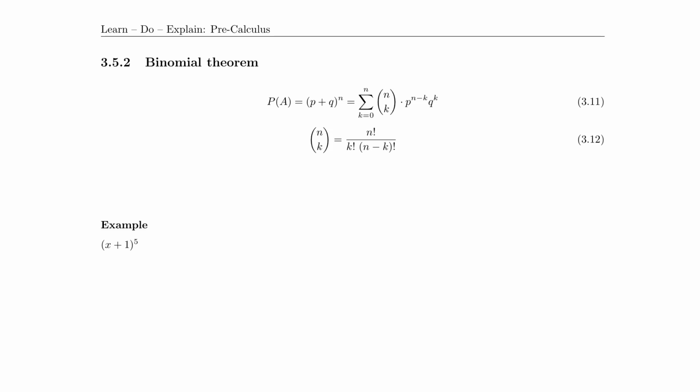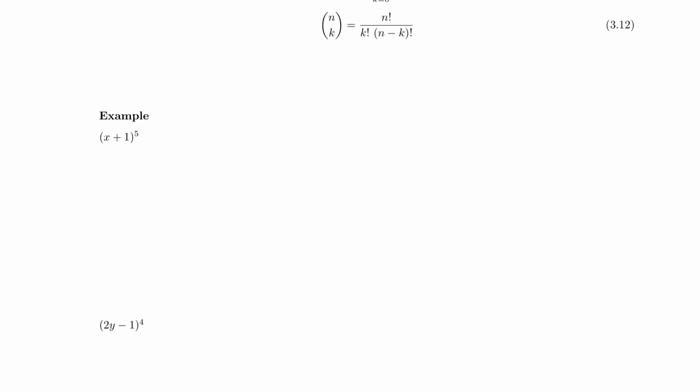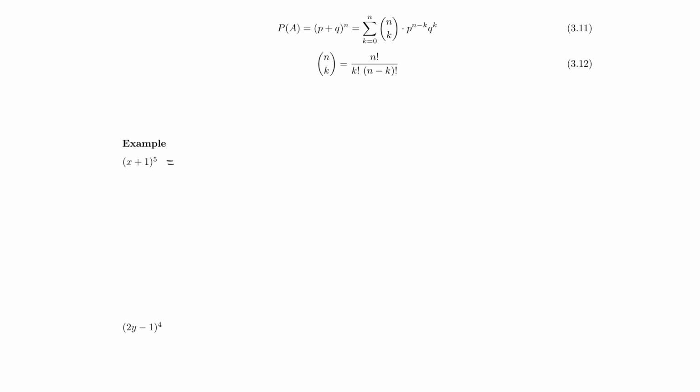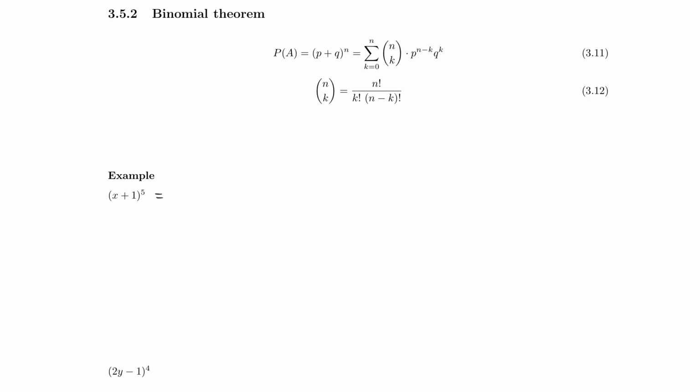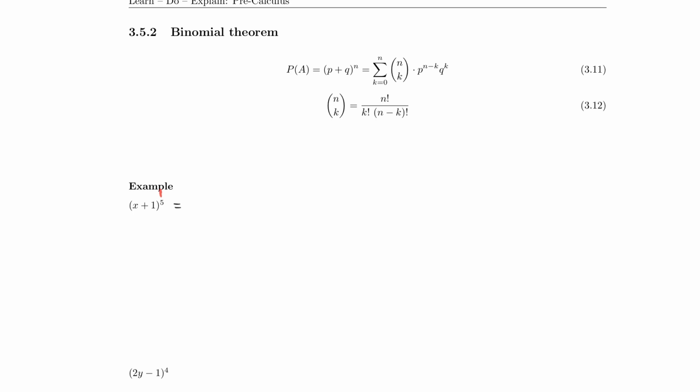Let's do some examples to see how we can apply this theorem to expand our binomial. So the first example that we have is x plus 1 to the fifth power. How can we apply the theorem to expand this binomial? Well, it says you're going to sum all the terms from 0 to n. So the first thing to identify is what n is for us in our binomial. So n is the power, so n is equal to 5.